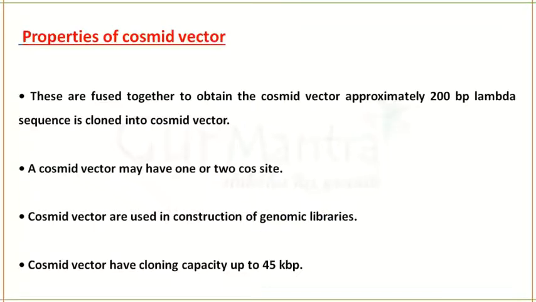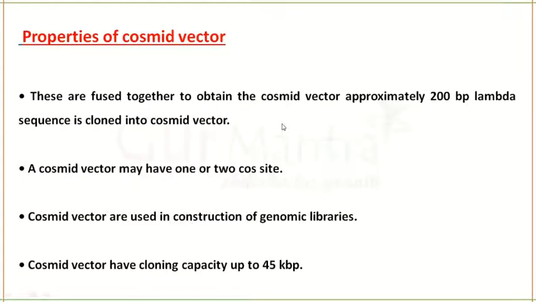So what are the properties of a cosmid vector? These are fused together to obtain a cosmid vector. What are fused together? The cos site from the lambda bacteriophage and a plasmid vector. Its size is approximately 200 base pair. Lambda sequence is cloned into the cosmid vector. A cosmid vector may have one or two cos sites, so it can have either one or two.